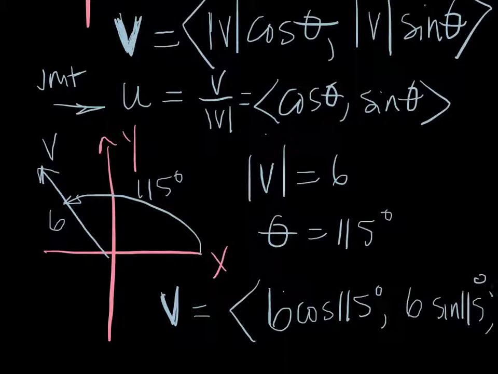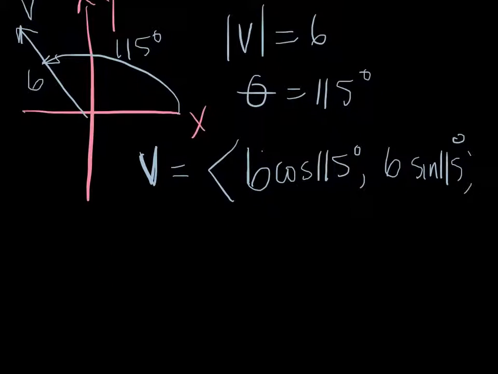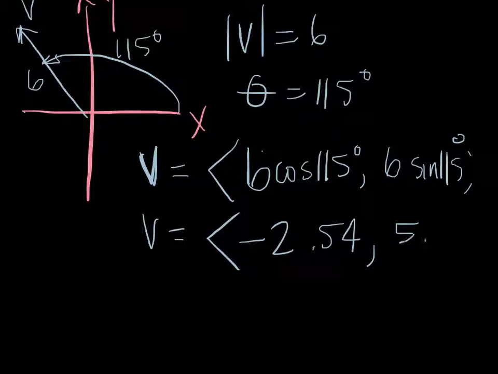If you gave that to me as a test, I probably wouldn't give you credit, mostly because I would want you to find what the cosine of 115 degrees is, and I definitely would want you to multiply 6 times it. But put this, 6 times cosine of 115 should be about negative 2.54. And the 6 times sine of 115 degrees is about 5.44. Okay, this is in component form.